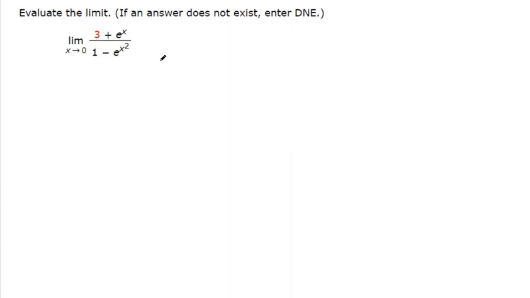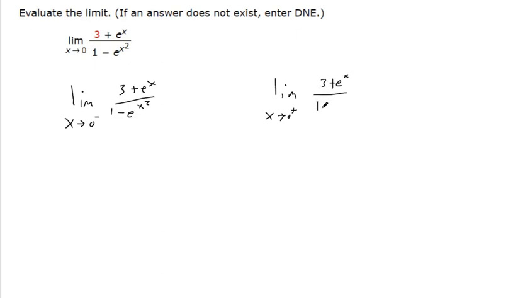So I think the best way to do this one is to do it numerically. Evaluate the limit from the left of this term, and then evaluate the limit as x approaches 0 from the right. And then if they match, then we can say what the limit equals. If they don't match, then we say the limit doesn't exist.